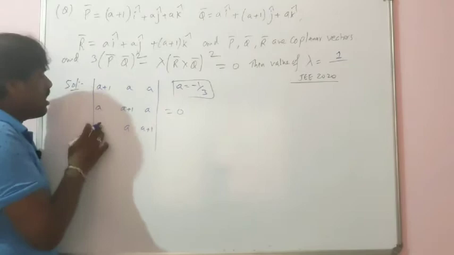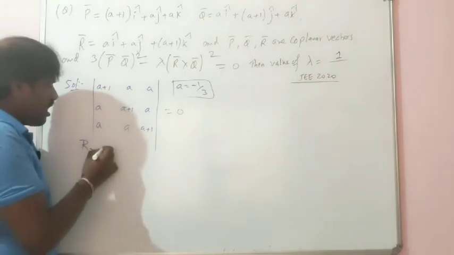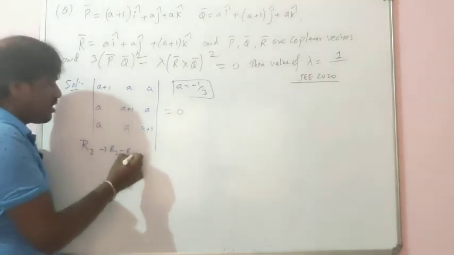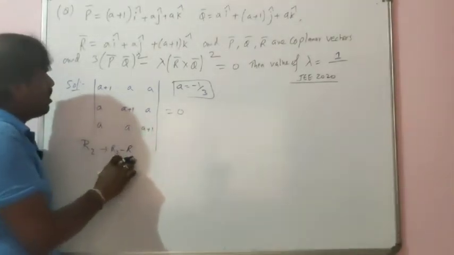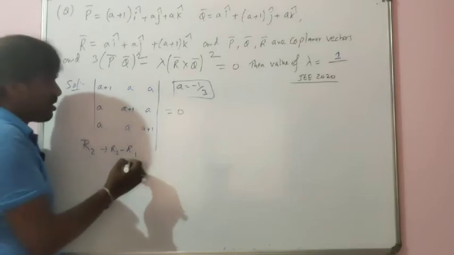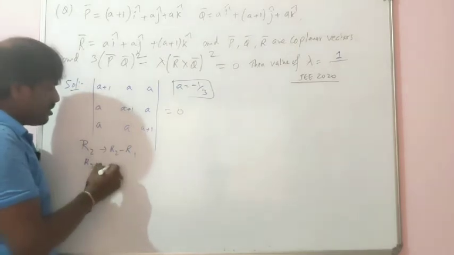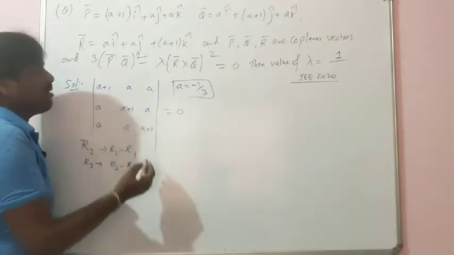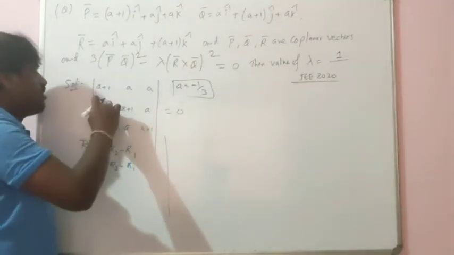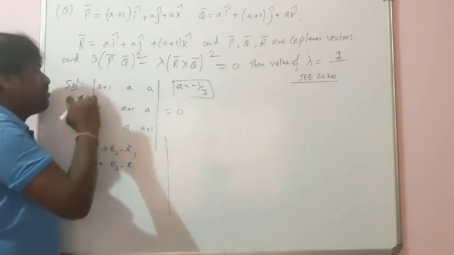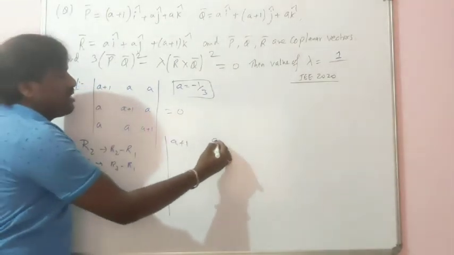I use R2 goes to R2 minus R1, and R3 goes to R3 minus R1. So what am I going to get here? I am going to get R2 minus R1. R1 is subtracted from R2, so a minus (a plus 1). The a cancels, minus 1 I'll get. R1 stays the same as it is.